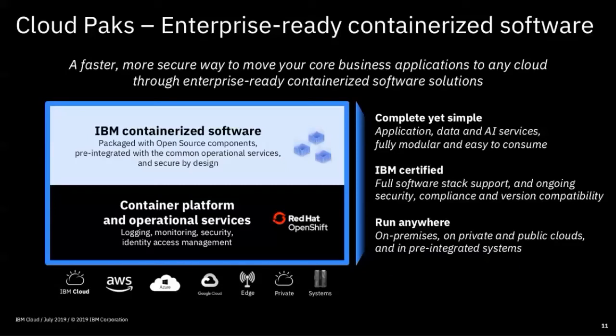It will have a singular container platform, which is Red Hat OpenShift, and a set of operational services for logging, identity access management, monitoring, security, and so on and so forth. On top of that, it will have a bunch of containerized IBM software, which will also be packaged with the relevant open source components pre-integrated to help you drive your workload requirements.